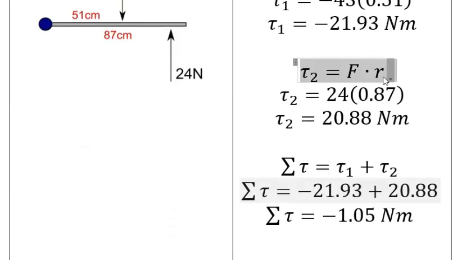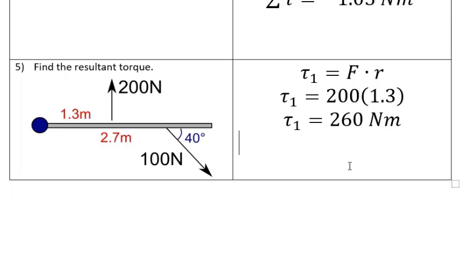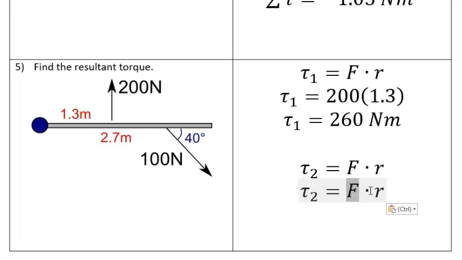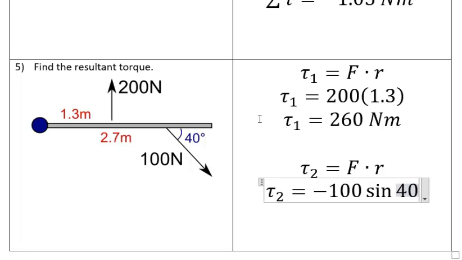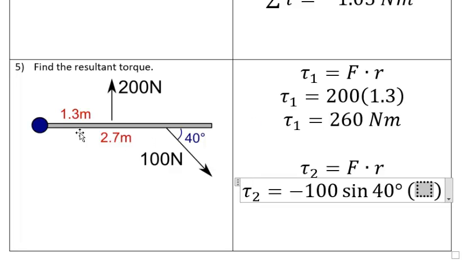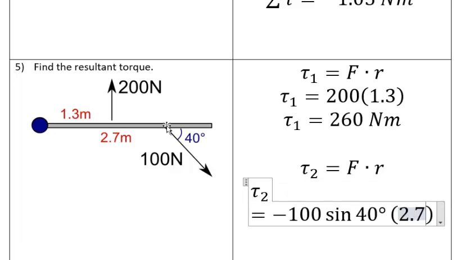Now the second torque would be a force in this direction. I'm going to use sine to transform it into a vertical force. That vertical force is going to create a rotation which goes like this, and that rotation is a negative rotation. So I'm going to put a minus because it's a negative torque that you're going to get. The force is 100, but because it's diagonal, I need to put sine to transform it into a vertical. So 100 sine of 40 degrees times the lever arm, which is 2.7 meters. From the fulcrum to this place, it will be 2.7 meters.